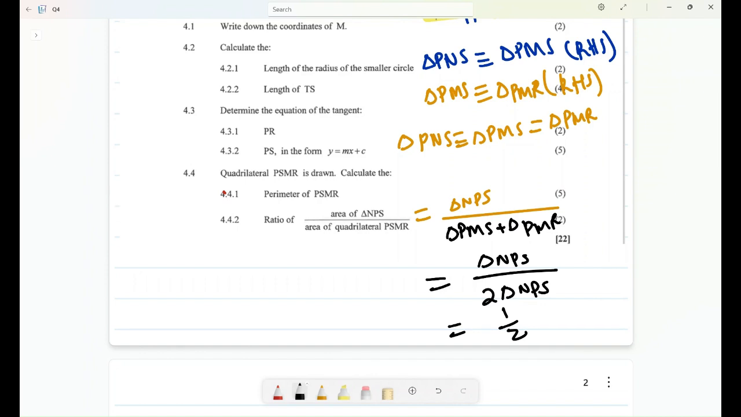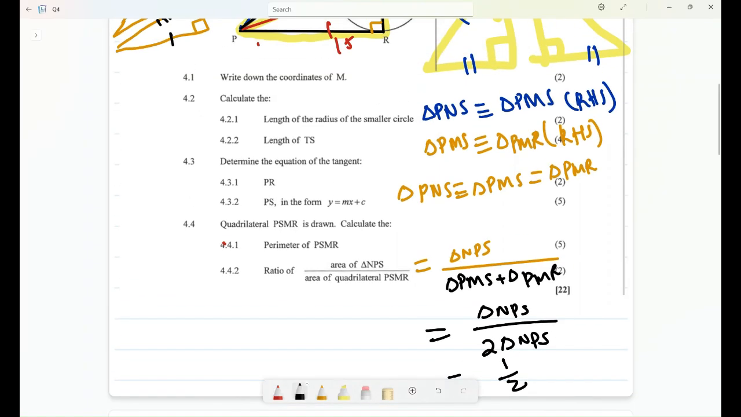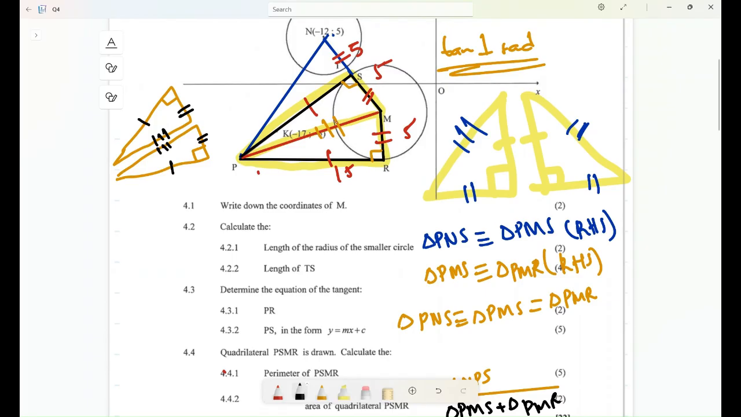Now, for 2 marks, what you can also do is find the area of this triangle, then the area of this plus this, and you will see it will give you half.